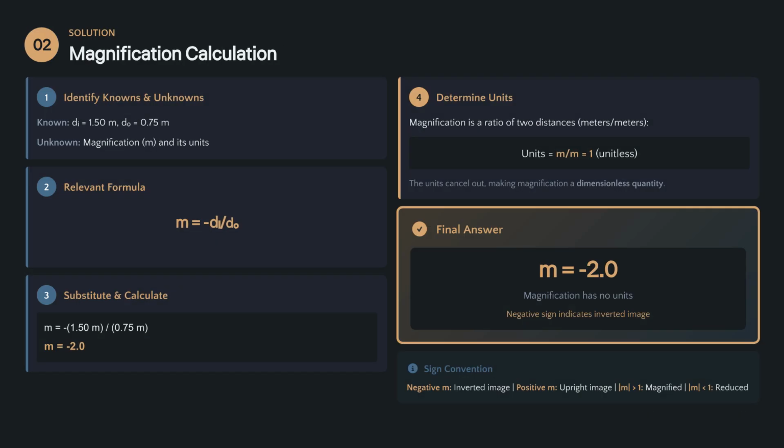The formula for lateral magnification is m equals minus d sub i over d sub o. Substituting the values, m equals minus 1.50 meters over 0.75 meters, giving m equals minus 2.0. Since magnification is a ratio of 2 distances, the units cancel out, making it unitless. The negative sign indicates an inverted image.